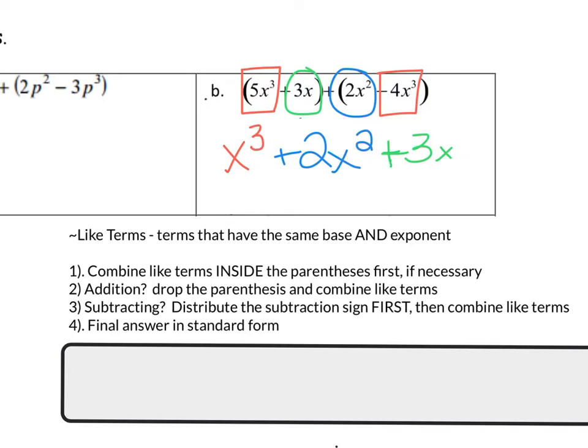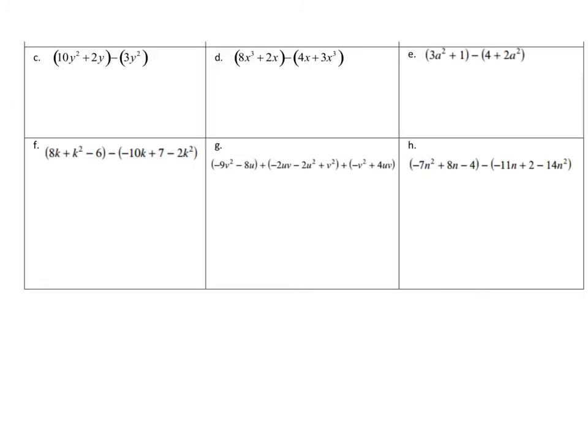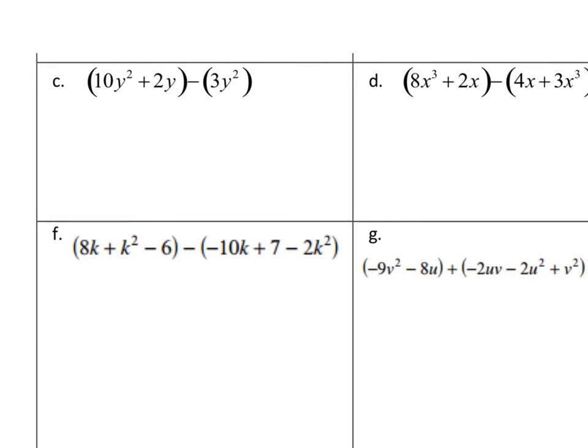Okay, let's take a look at C, D, and E. For C, D, and E, as well as F and H, we have a little bit of a different situation because if you look here, we are subtracting this term. Here we're subtracting the entire expression in parentheses, 4x plus 3x cubed, and here we're subtracting. So what we need to do, if you remember, is just distribute that negative.